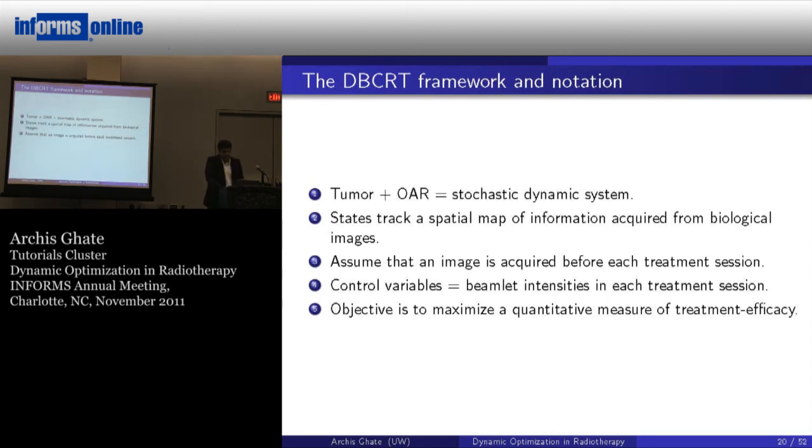And in the tutorial, at least, except my last slide in the tutorial, everywhere I'm going to assume that I am actually getting an image before every treatment session, okay? And that's essentially just so that my notation becomes simpler, okay?